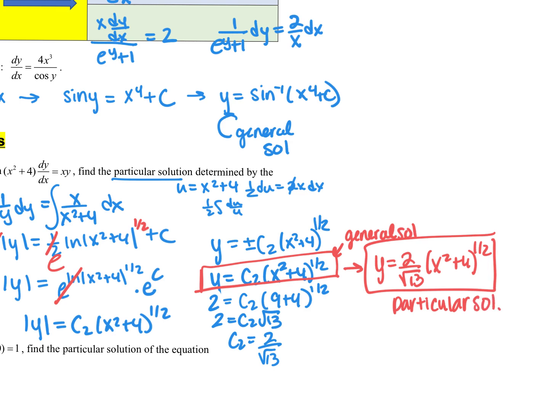Some people may have solved this problem by finding c first, and then they would have solved for y. This time I think it was a little bit easier to solve for y and then find c, but it doesn't really matter which way you do it. Every now and then you might get a problem that's really, really hard one way or the other. Any questions so far about particular solutions? So when you're finding that particular solution, you're just figuring out what c is. Okay, let's do another one.